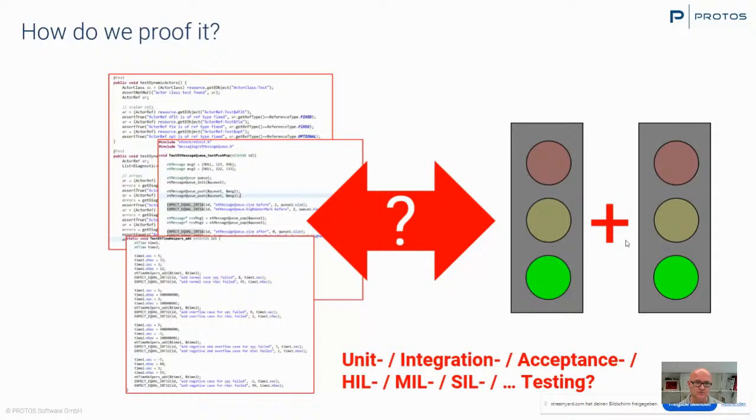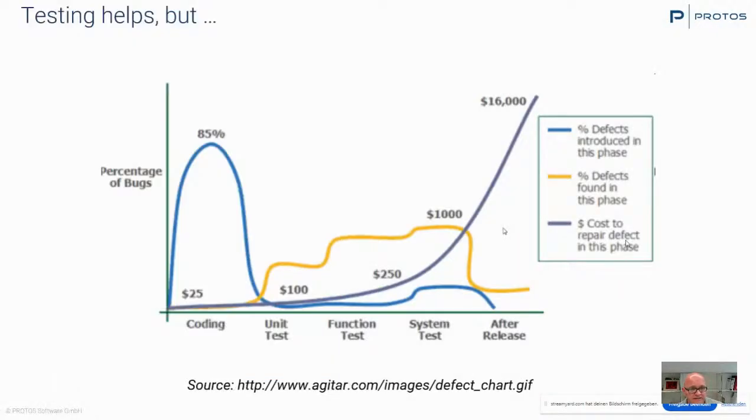Usually, in order to do that, we need complex test environments and complex tests. And am I really complete there? That's the big question. So the testing helps, but usually most bugs are found very late in the process. And if they're found very late, the costs for fixing them, for retesting them, and so on, grow exponentially. That's another aspect. It's not only loss of life, but it's also a cost aspect.